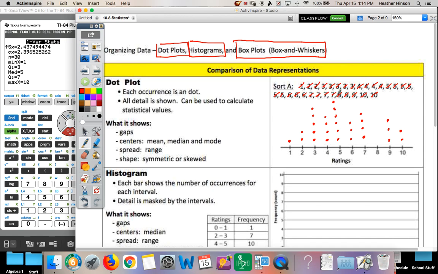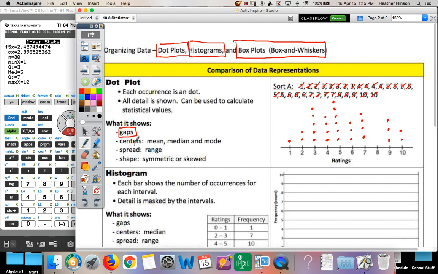For every number you have here, you're going to put a dot in the appropriate place. This gives us all the detail we need. We can see where everything is. We can see the mode. We could figure out the median, all of that stuff, the max, the min, everything. And this can be used to calculate statistical values like the mean, the median, the mode, the range, all of that stuff. It also shows us where the gaps are. Like we clearly had a gap on 8. There was no number on 8. So there's a gap there. We can see we didn't have a single 8.